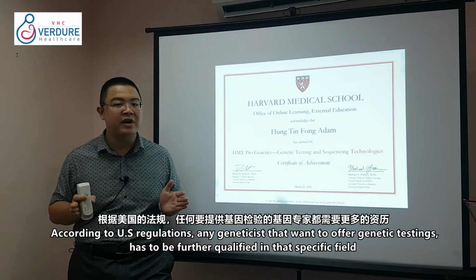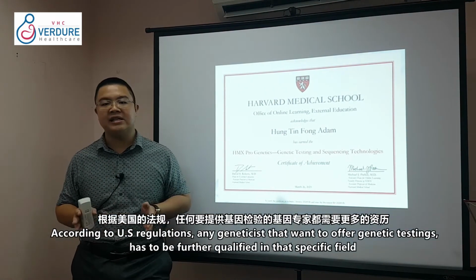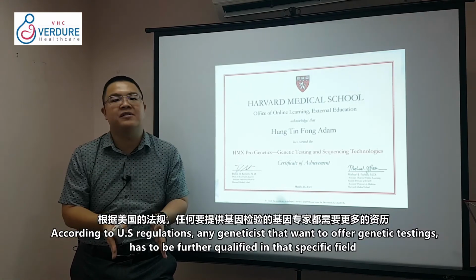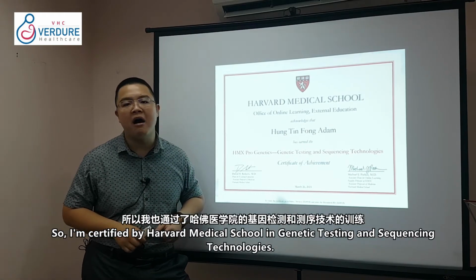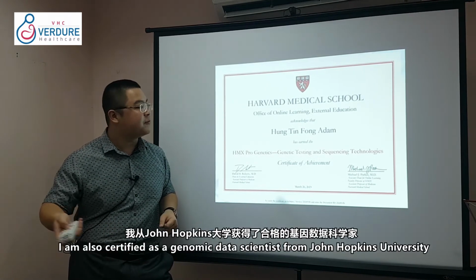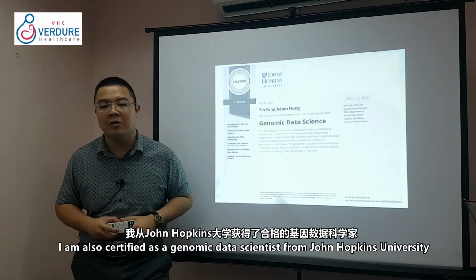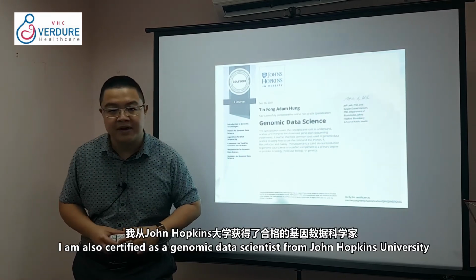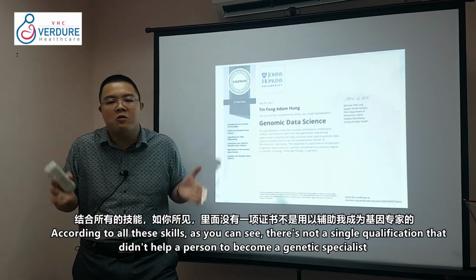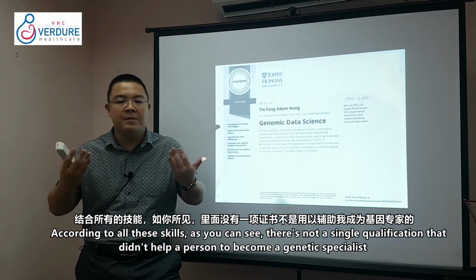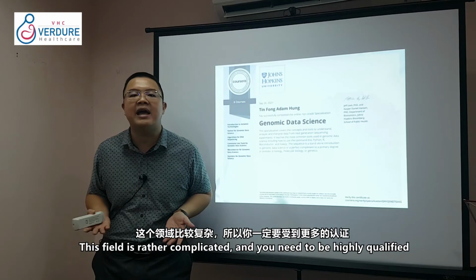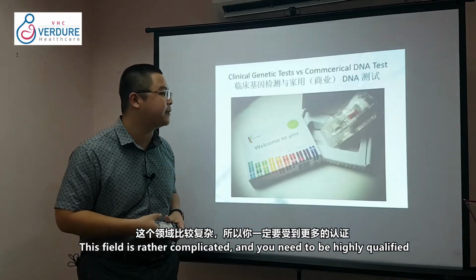Because according to US regulations, any geneticist that wants to offer genetic testing has to be further qualified in that specific field. So I'm certified by Harvard Medical School in genetic testing and the sequencing technology. Moreover, I'm also certified as a genomic data scientist from Johns Hopkins University. So pulling all these skills together, as you can see, there is no single qualification that can help a person to become a genetic specialist. So this field is rather complicated and you have to be highly qualified.